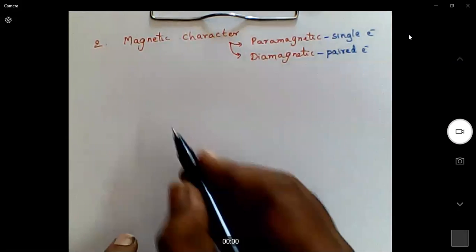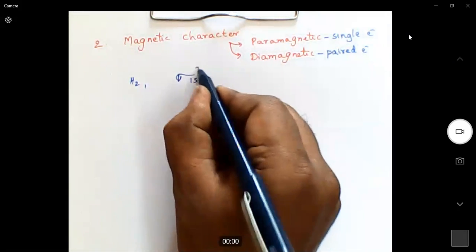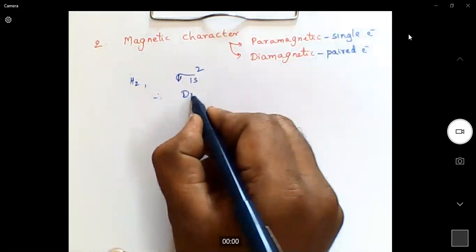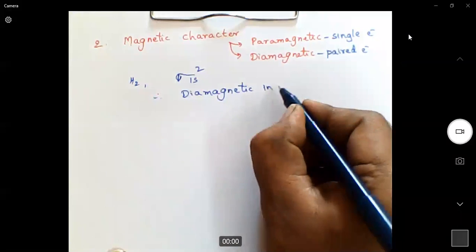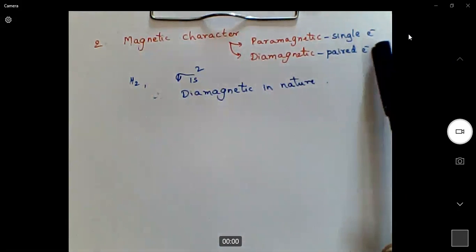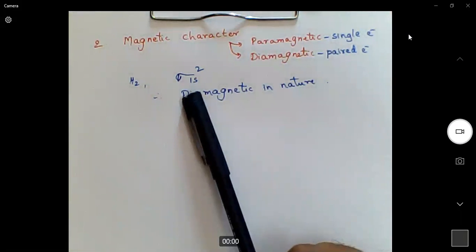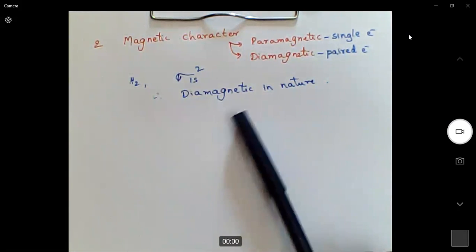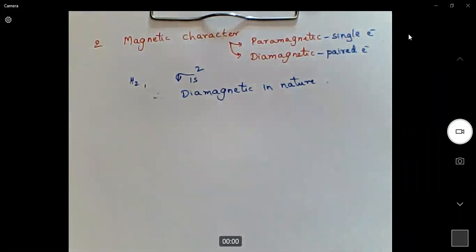For hydrogen, the electronic configuration is sigma 1s2. The two electrons are paired. Therefore, the hydrogen molecule is diamagnetic in nature. So we can infer whether it is a paramagnetic or diamagnetic material based on the electronic configuration. If all the electrons are paired, it is a diamagnetic material. If at least one single electron is there, then it is a paramagnetic material.